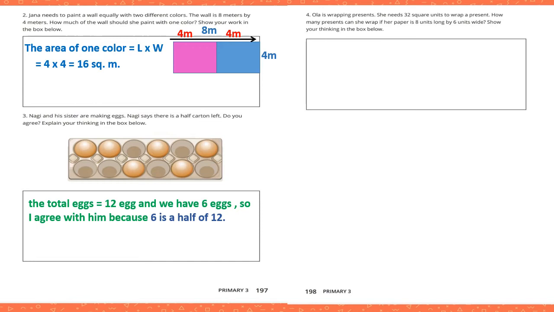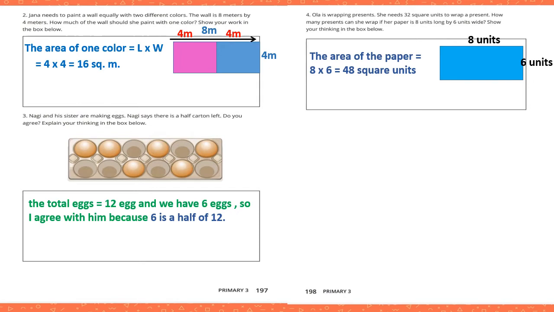Number 4. Aula is wrapping presents. She needs 32 square units to wrap a present. How many presents can she wrap if her paper is 8 units long by 6 units wide? Show your thinking in the box below, so I will draw a rectangle, 8 units and 6 units.